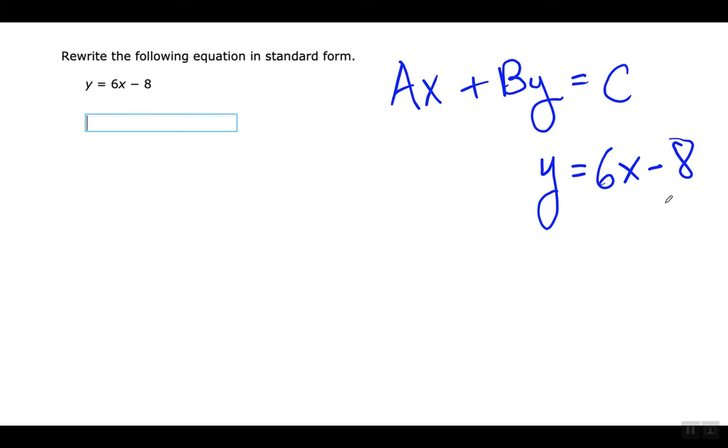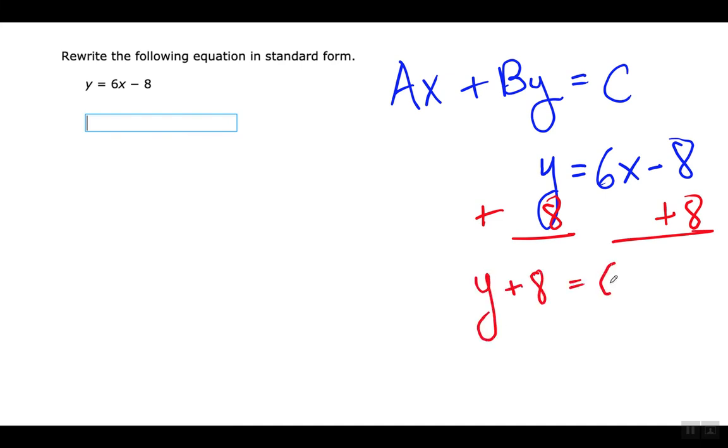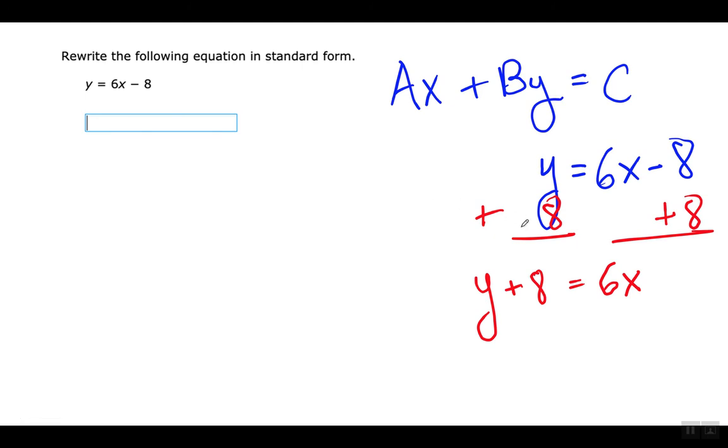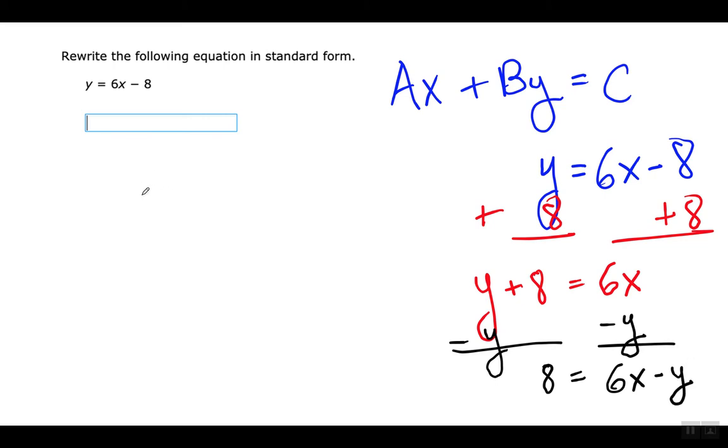Voy a mover primero negativo o menos 8 a la izquierda, sumando 8 a los dos lados, que me da y más 8 igual a 6x. Y y a la derecha, restando y a los dos lados. Y eso me da la respuesta final, 6x menos y igual a 8. 6x minus y equals 8.